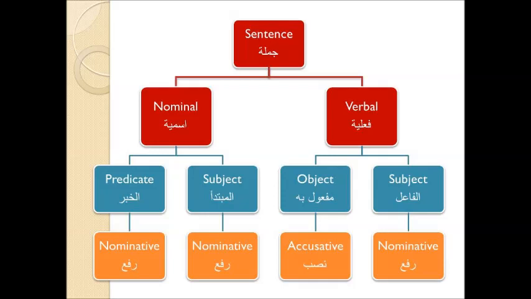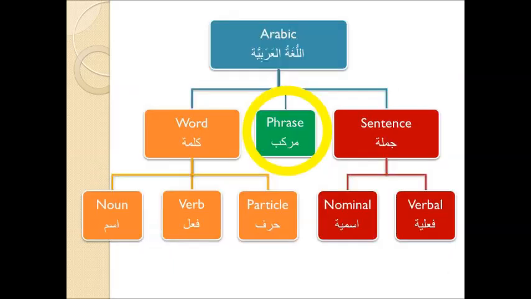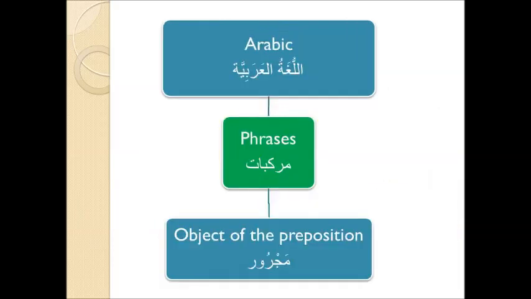And then the nominal sentence, jumla ismiyya, we said was made up of two parts, al-mubtada and al-khabar, the subject and predicate, both of which are in the state of rafa, the nominative. Back to the first chart, we will now have a look at al-murakkab, the phrase. We spoke about prepositional phrases and that the object of the preposition is majroor. So the word which follows a harf jar is in the genitive state, majroor.